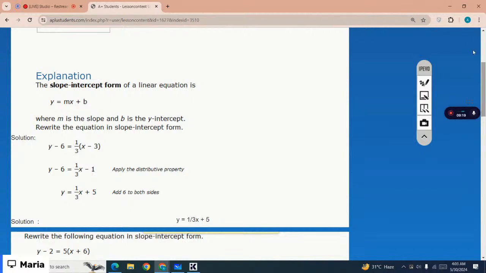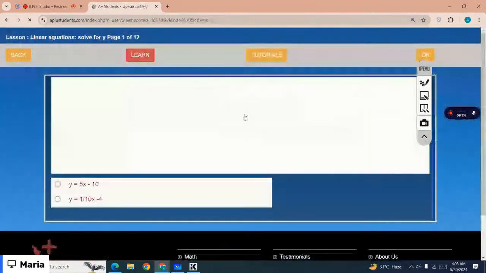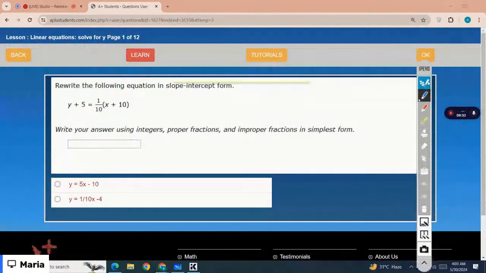Okay, let's start with the test questions. Rewrite the following equation in slope intercept form. y plus 5 equals 1 by 10 times x plus 10. You have to write the equation in the form y equals mx plus b, right? So first solve this side. Multiply 1 by 10 times x and then 1 by 10 times 10. So that is y plus 5 equals 1 over 10x plus, 1 by 10 times 10 is 1, right?